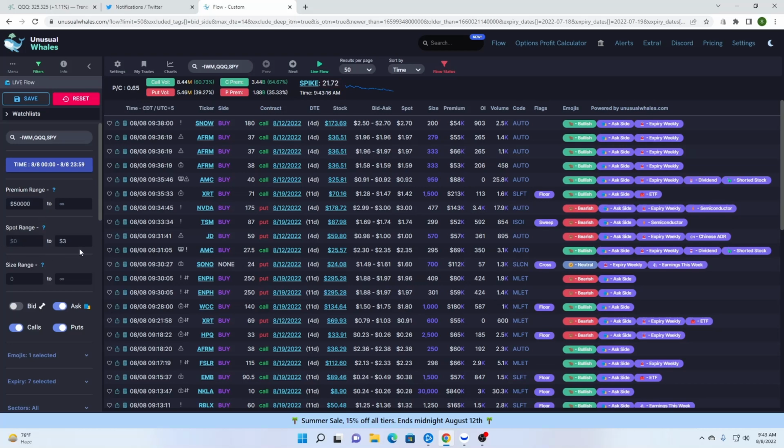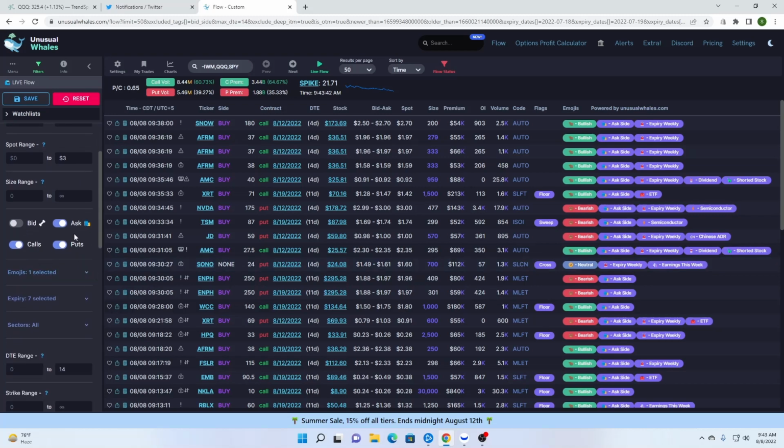Spot range 0 to 3. A reason I have that is it takes away those orders that are closer to the money on the Teslas, the Apples, you know, those names, where those bigger orders sometimes don't really actually move or have a weighing on that ticker's move. Microsoft would be another one, Nvidia, some of those names.